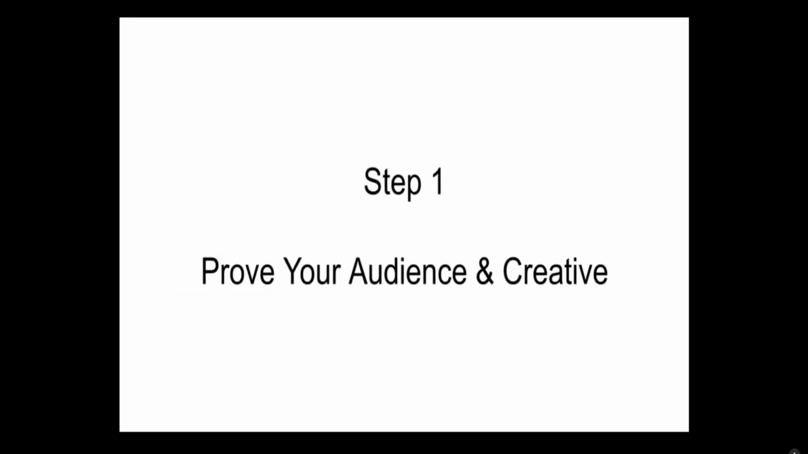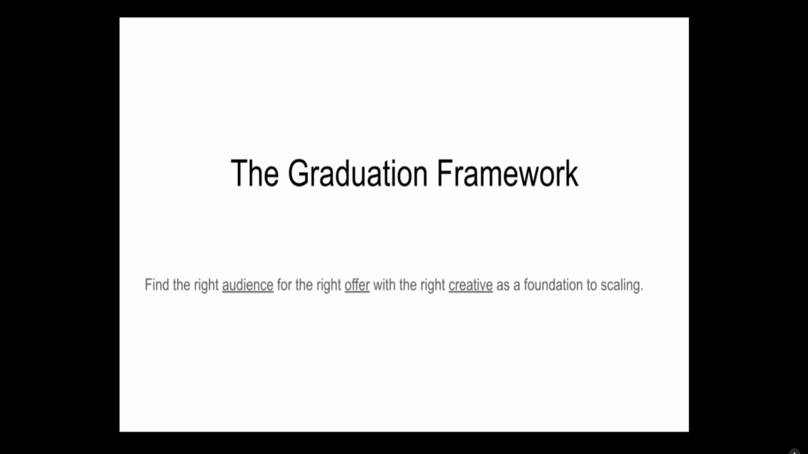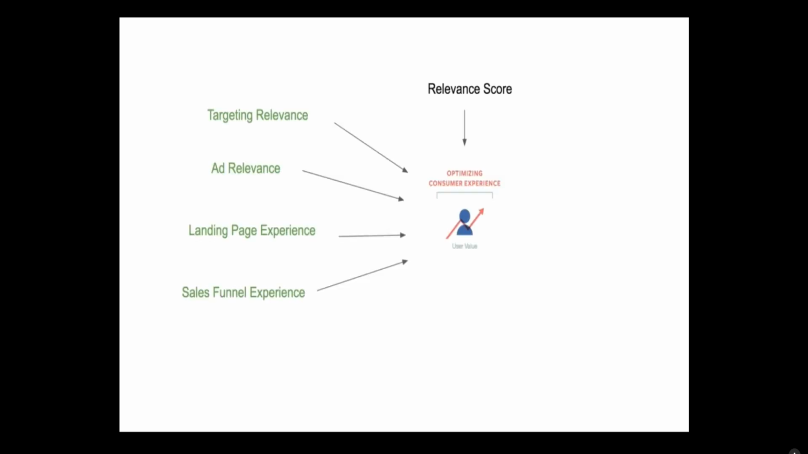Step 1, prove your audience and creative. The graduation framework is all about finding the right audience for the right offer with the right creative as a foundation to your scaling. If you've been through it, you'll know that my approach to audience and creative testing, which will contain your offer and your message, is all about delivering user value. So the first part of being able to scale is knowing that your audience and your creative are delivering user value. That comes into targeting, ad relevance, landing page, sales funnel, etc.